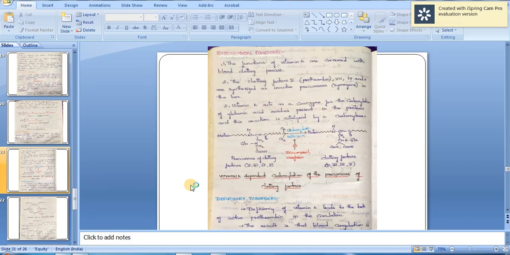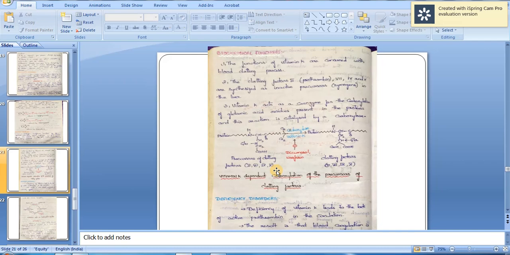See here, this is the vitamin K dependent carboxylation of the precursors of clotting factors. The precursors of clotting factors 2, 7, 9, 10 are synthesized as inactive precursors in the liver. Vitamin K acts in the carboxylation of glutamic acid.